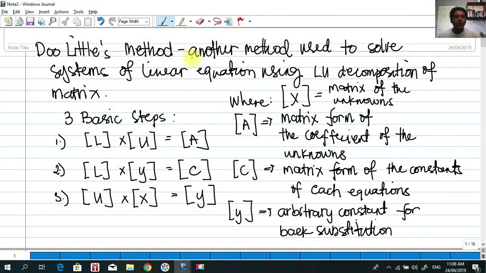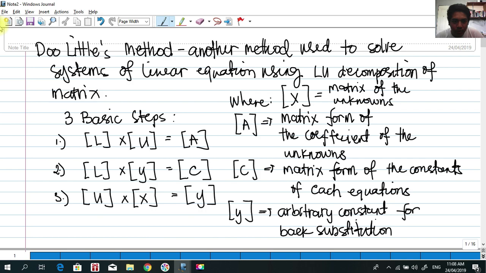Hi, so for today we're going to talk about Doolittle's method. This is another method used to solve systems of linear equations, but using LU decomposition of a matrix. From the previous video, we have tackled Gauss-Jacobi and Gauss-Seidel. So this is another way of determining the unknowns in a given system of linear equations.